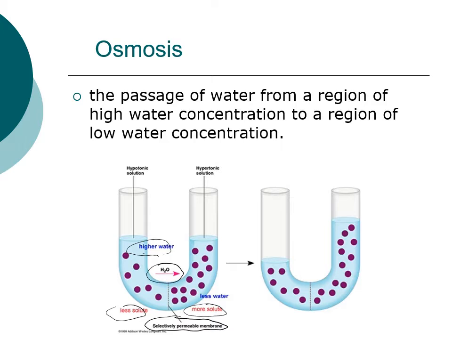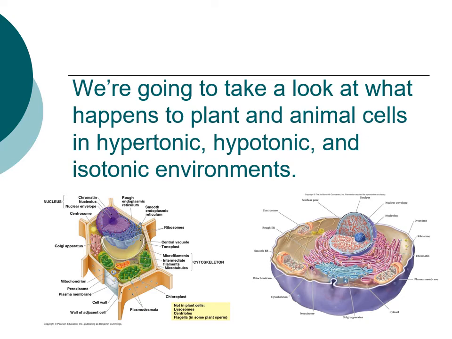What that does is it actually lowers the water from here and raises it on this side until you can see that the solutes are evenly spread out on both sides. So you can see that there's even distribution of solutes because the water moved from where there was more water to where there is less water. So now we're going to take a look at what happens to plant and animal cells in a hypertonic, hypotonic, and isotonic environment.